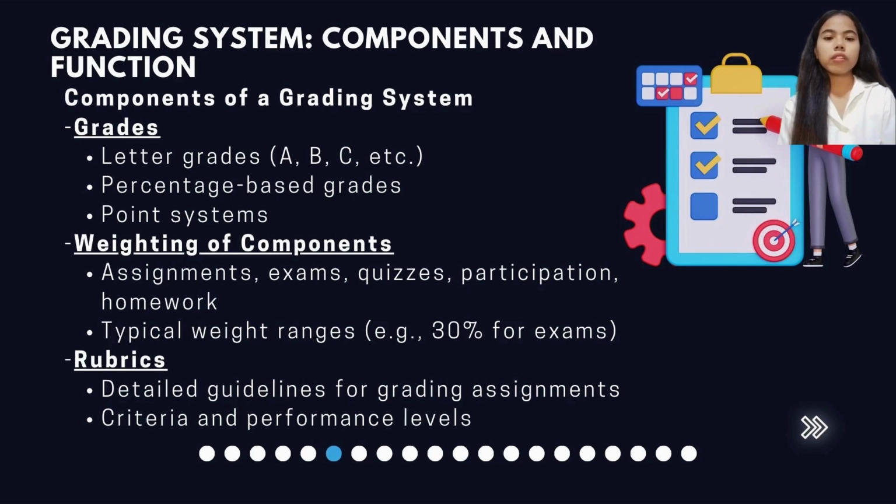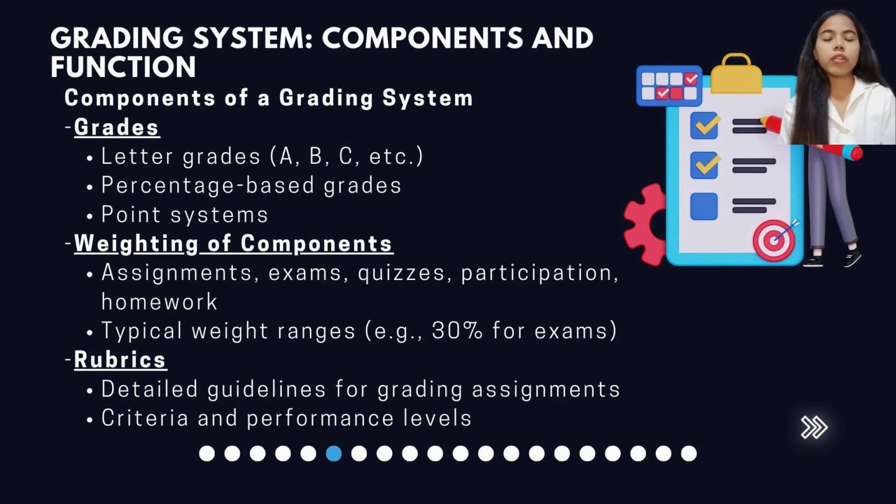The next component is the weighting of components. The grading system often assigns specific weights to different components of the course, depending on their importance. Here are common components and their typical weight range. Assignments are regular tasks or projects that assess knowledge and application, which have a weight range of 20 to 40%.